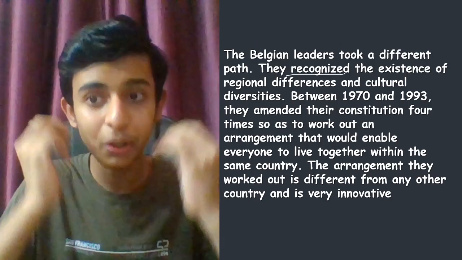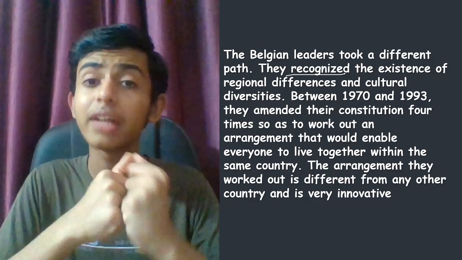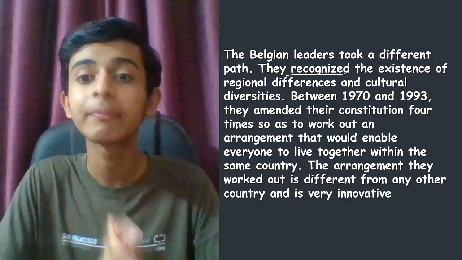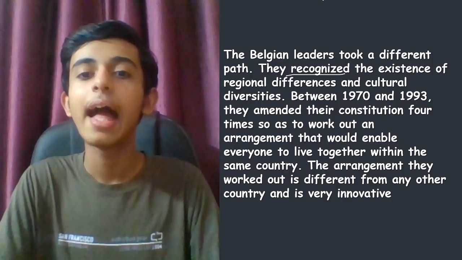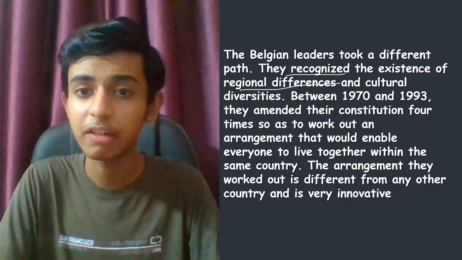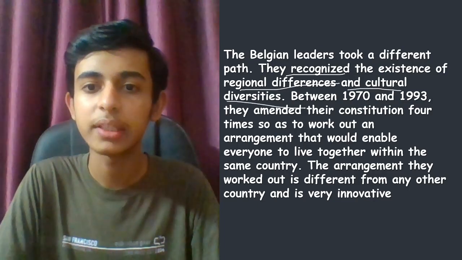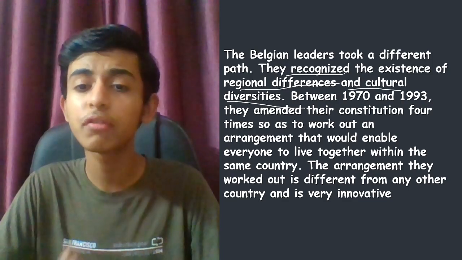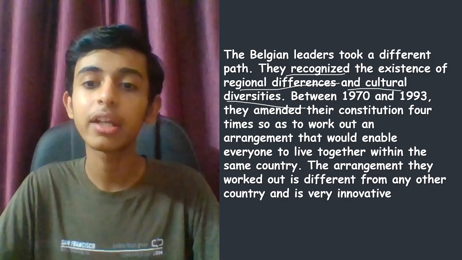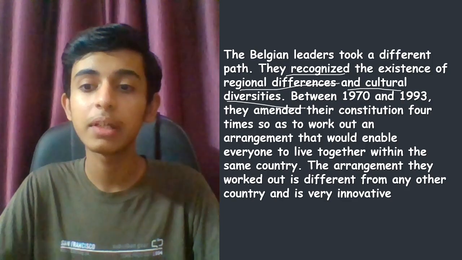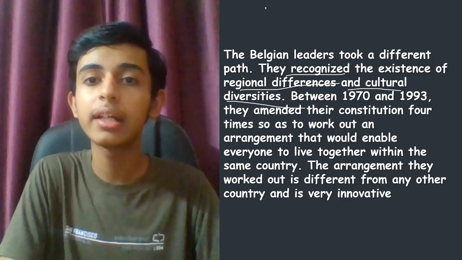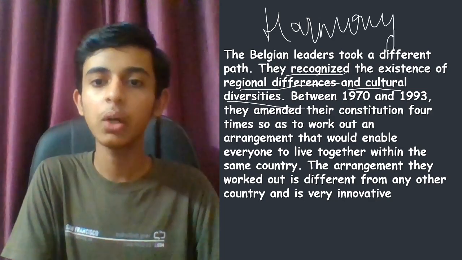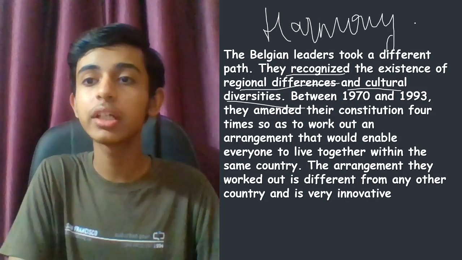It means their eyes opened that there are Dutch people and there are French people, and both should get equal respect. Their eyes got open, and that's why they accepted their regional differences and the cultural diversities. Between 1970 and 1999, they amended their constitution 4 times so as to work out an arrangement that would enable everyone to live together within the same country. So they wanted harmony in the country. They didn't want destruction. Okay, that's why they changed their constitution 4 times.